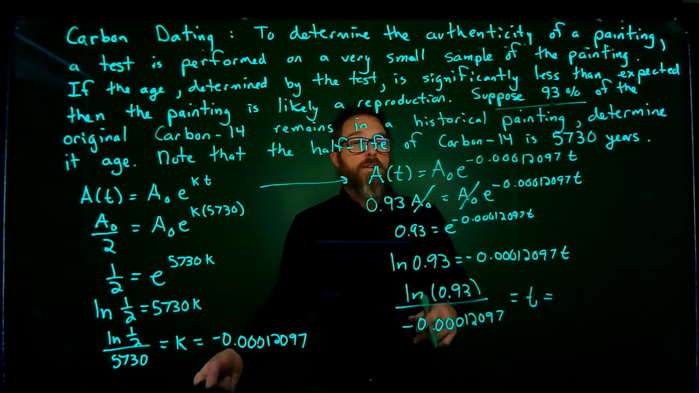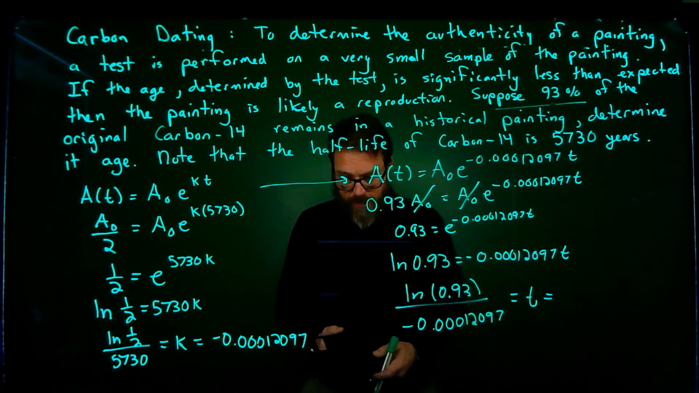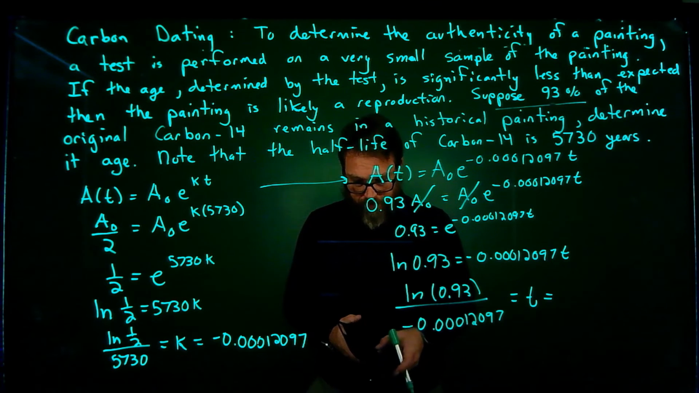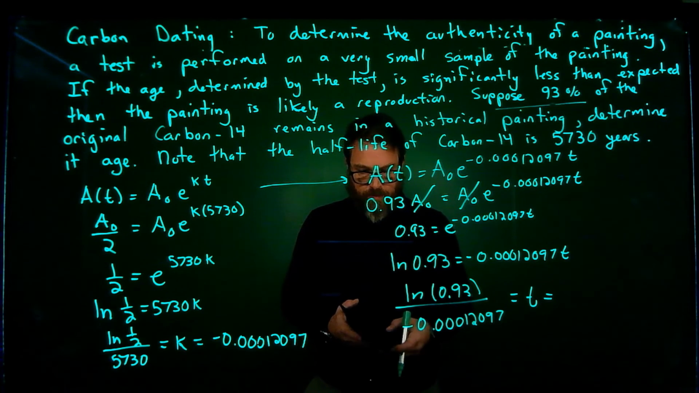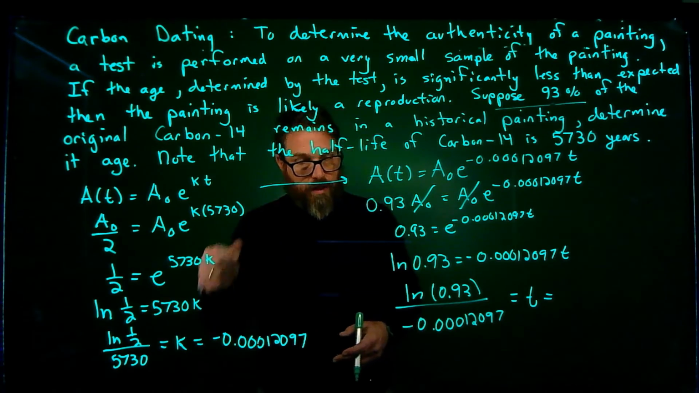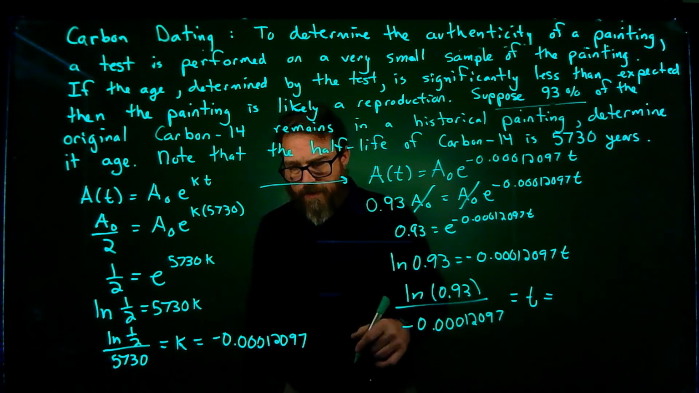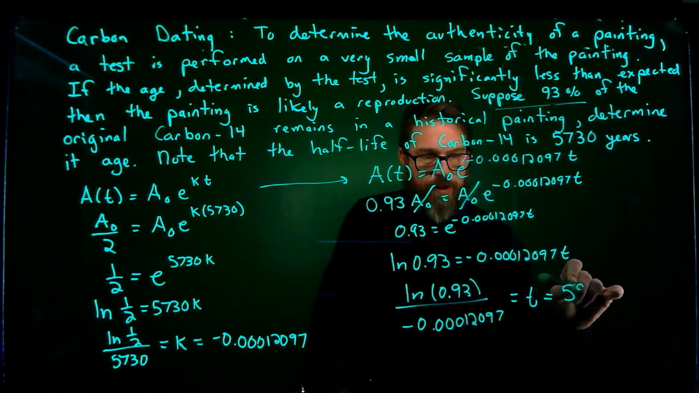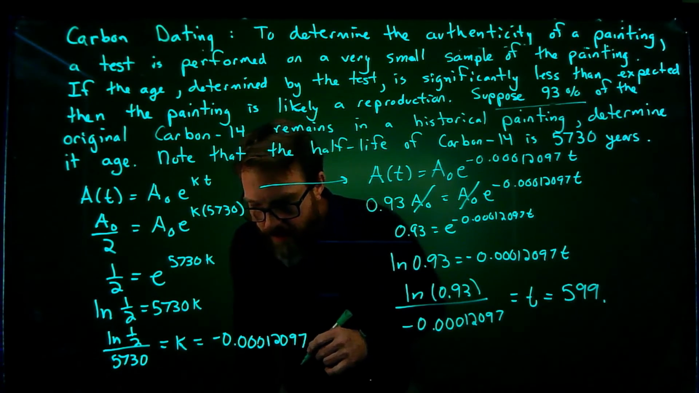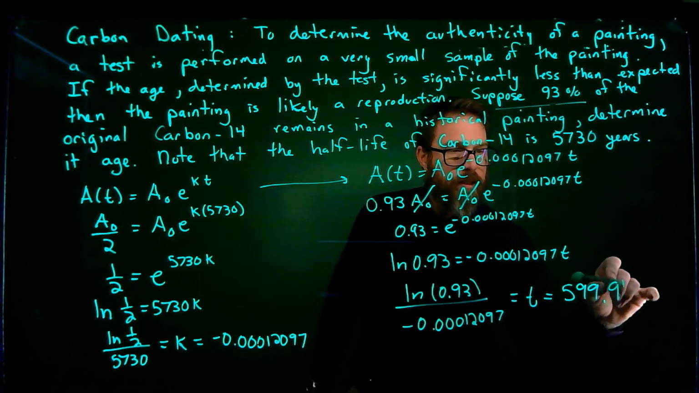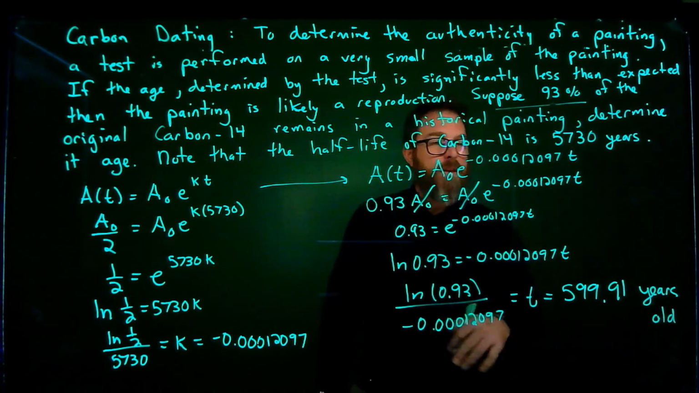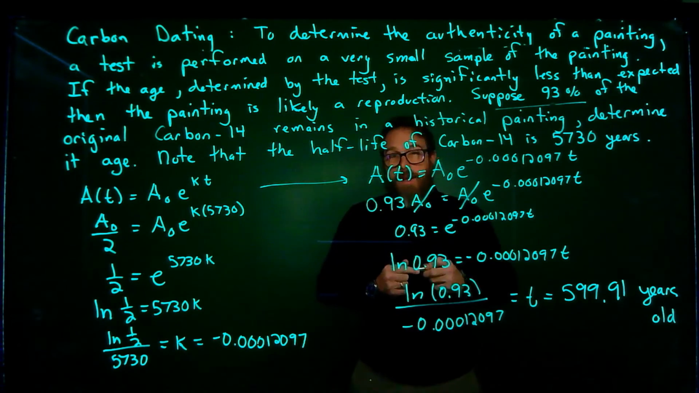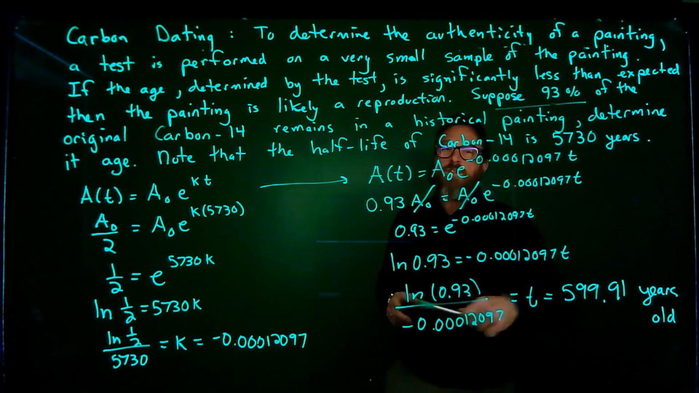In a second here, we're going to figure out if this thing is a reproduction. So cross our fingers, we get 599.91 years old. So if we're looking at a painting that's supposed to be about 600 years old, we've just verified it, proven the authenticity of this painting.